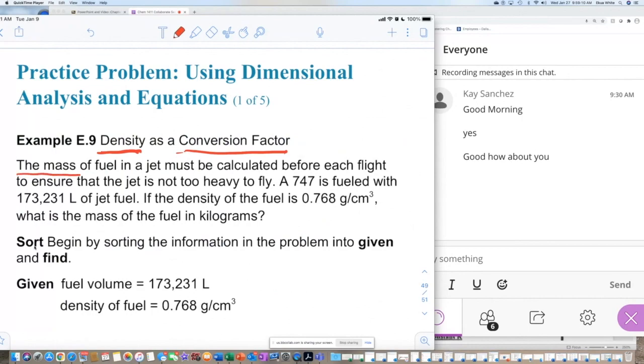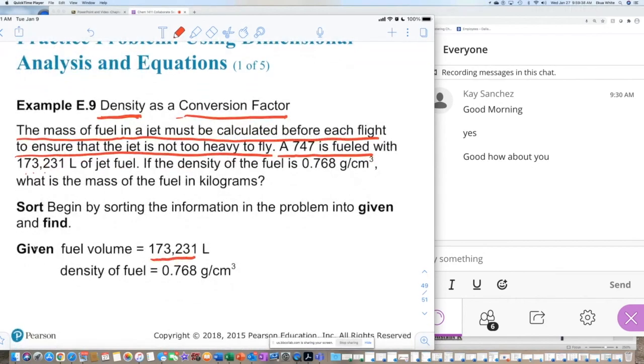We're told here the mass of the fuel in a jet must be calculated before each flight to ensure that the jet is not too heavy to fly. This kind of gives me some concerns, right? I didn't think about the fuel and how much fuel they have to use, but I guess you want to make sure you have enough fuel, but not too much fuel. A 747 is fueled with 173,231 liters. So, okay, they have the given right here. So I'm not going to rewrite it, but you guys make sure you write it down.